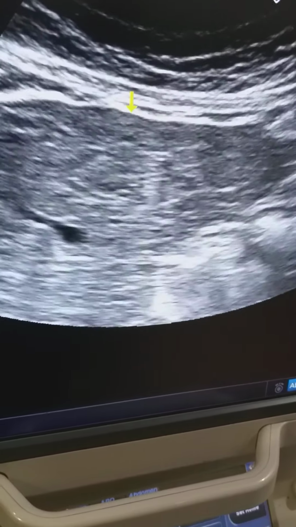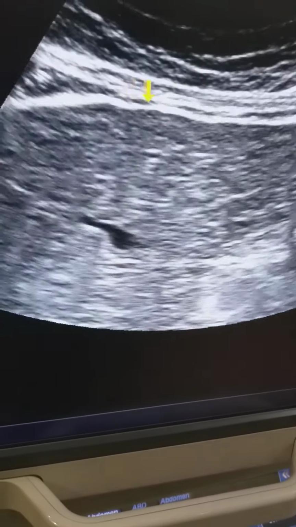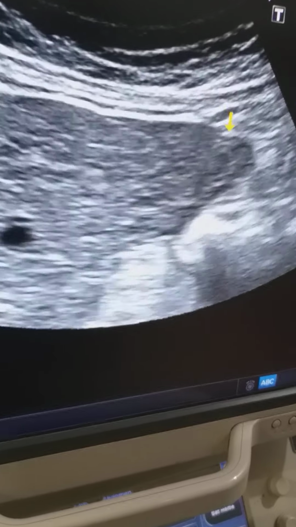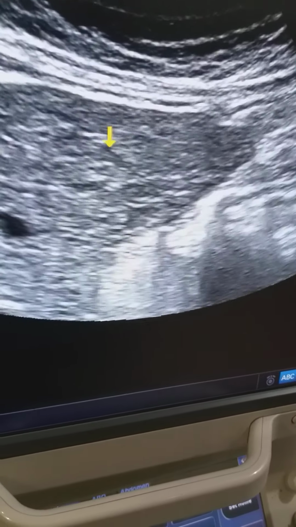Like these are like the mountains. So these are the indentations, and this is the coarse liver.